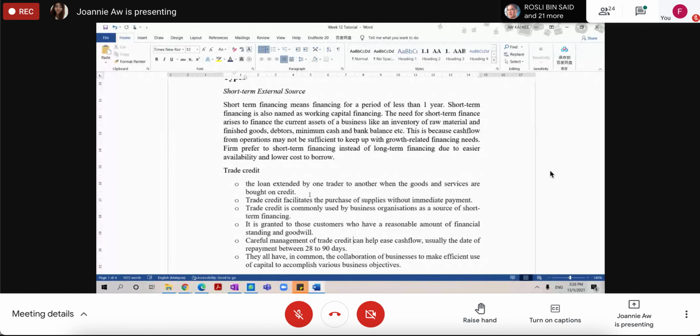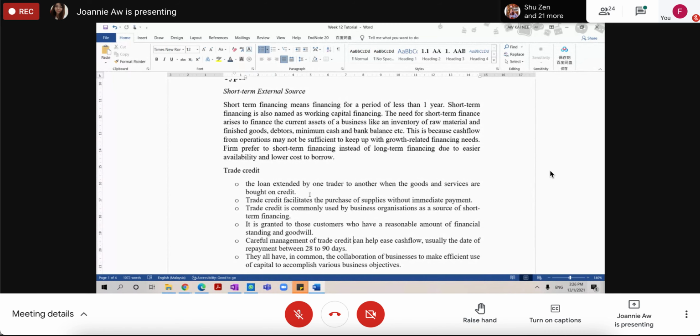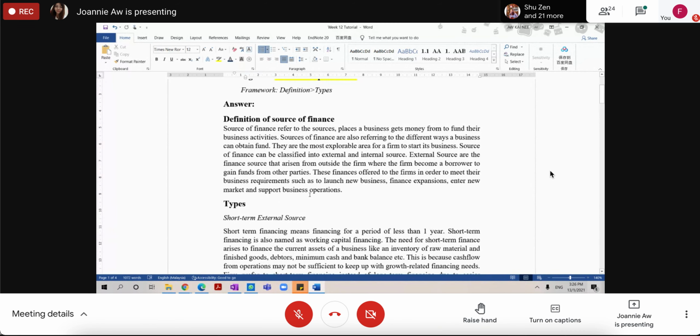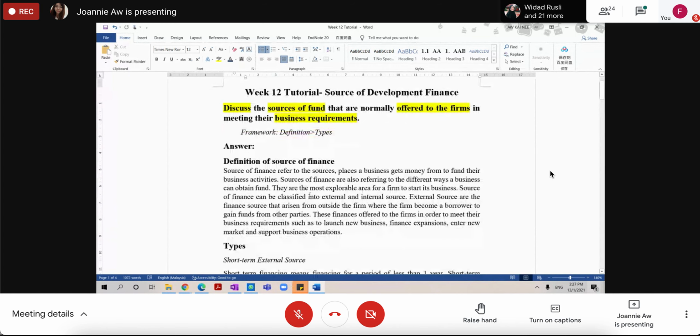Maybe you need to compare with others. Because the question is discuss, right? So discuss, we need to compare and determine which is the best. I don't know. How do you want to compare?